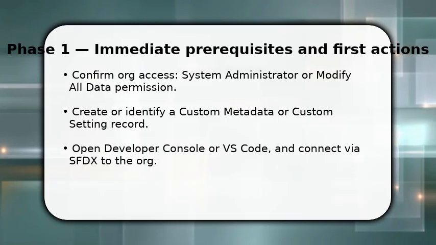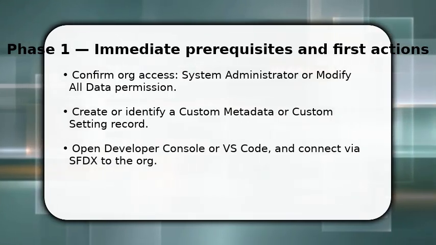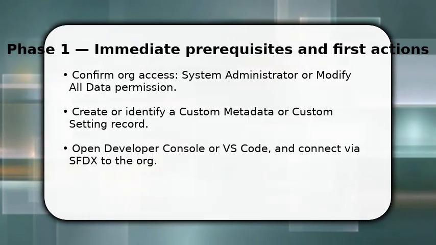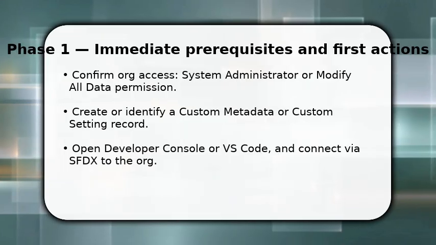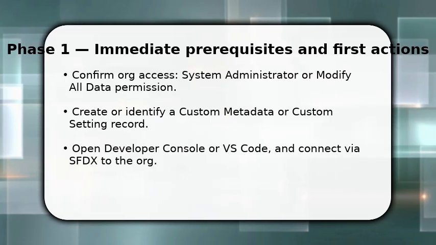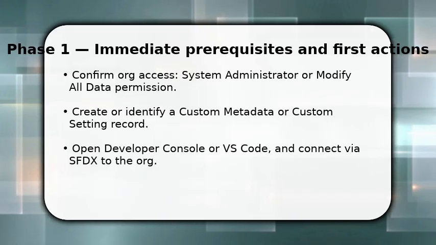You start by preparing the essentials. Make sure you have admin-level access and a target org. Once done, choose Config Storage, custom metadata for deployable defaults or custom setting for org-specific values. Next, create the metadata record with fields you need, using Setup or SFDX. This gives Apex a stable reference.